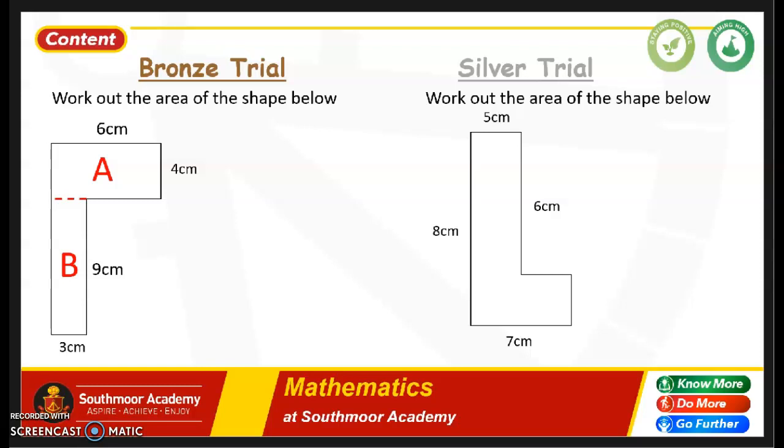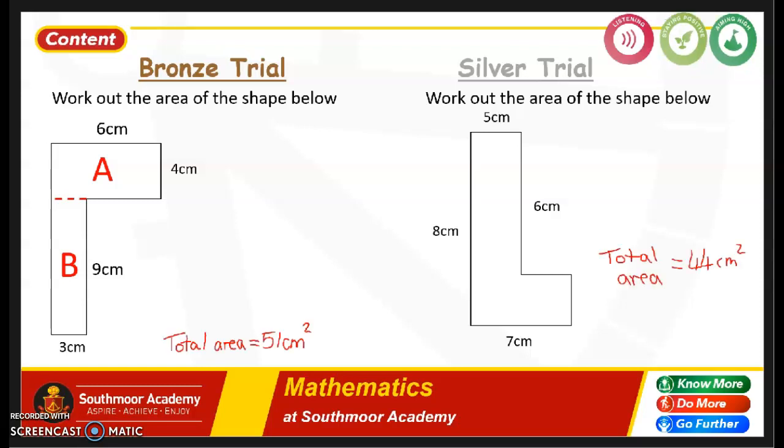So here are the answers. The total area for bronze is 51 centimetres squared. The total area for silver is 44 centimetres squared. Make sure you've got that copied down. If you got it wrong, correct it in green pen. If you got it right, give yourself a tick in green pen.